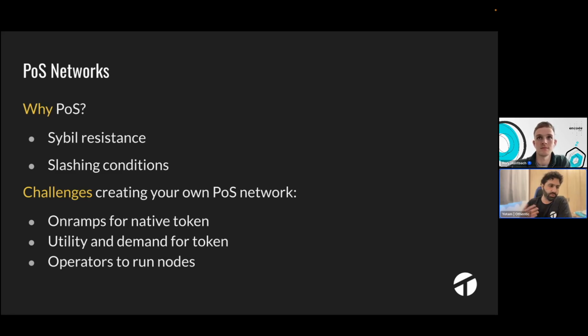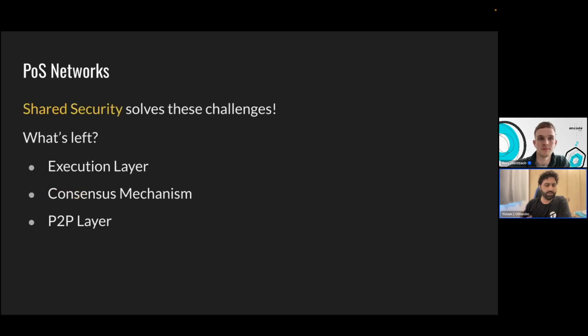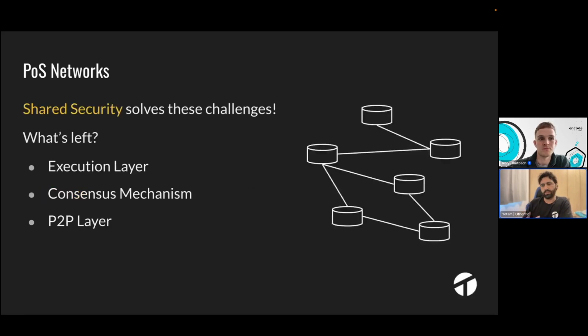Shared security protocols such as EigenLayer solve these challenges because they let these operators and users use their Ethereum stake, and that makes it a lot easier for us to build networks that are based on that already existing stake. But it doesn't mean that the work is done. We have a couple of things left if we want to build our own network. There are a couple of things that we still need to take care of.